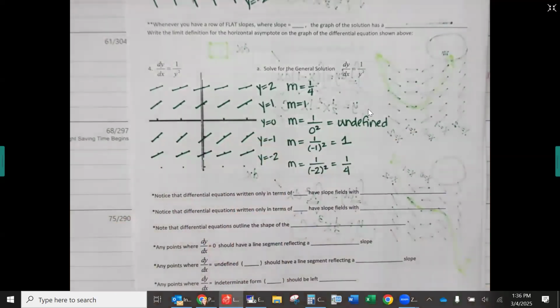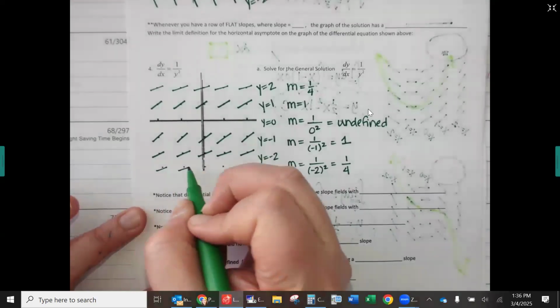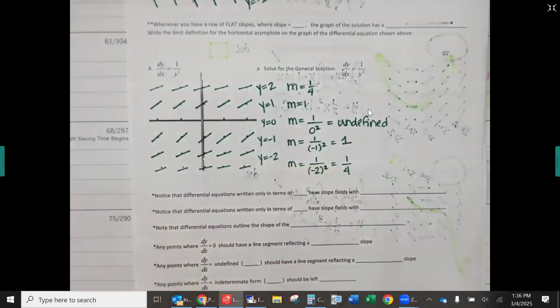Now, if I went 1 further, my y value would go to a 3. 3 squared is 9. A 9th would be even flatter than that. So then you can just kind of picture what it would look like without necessarily plugging in everything.